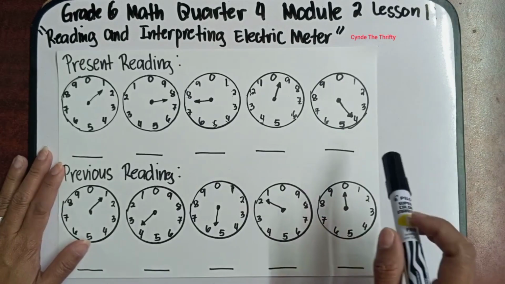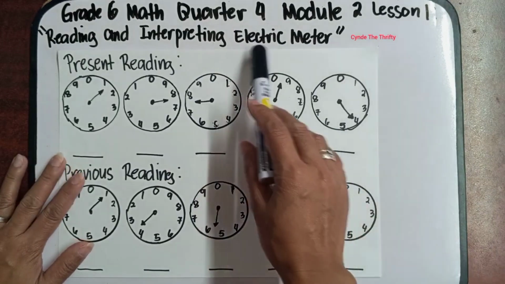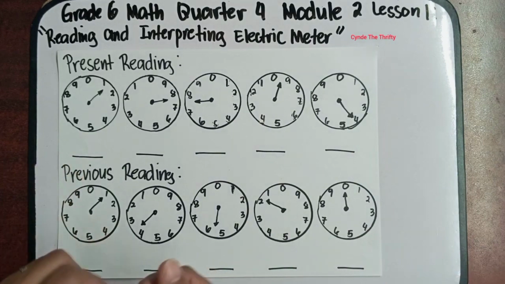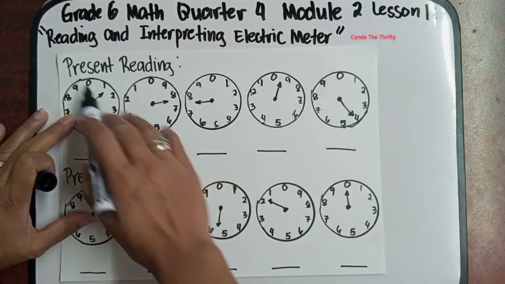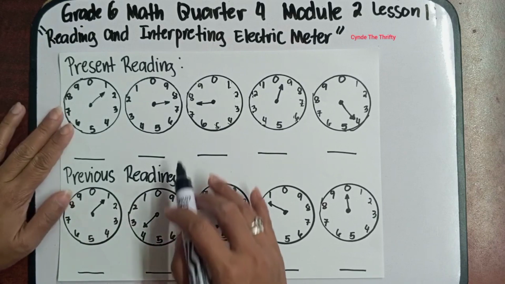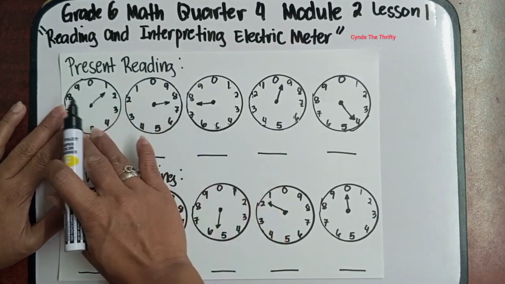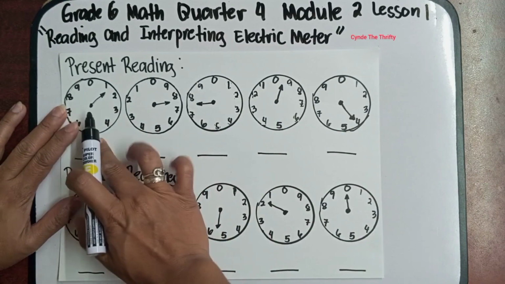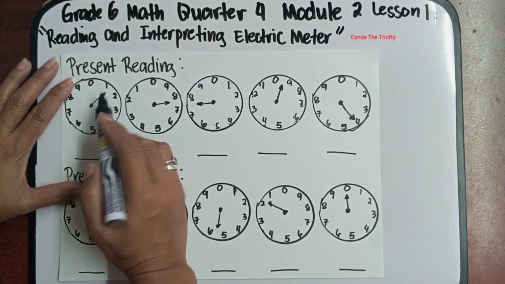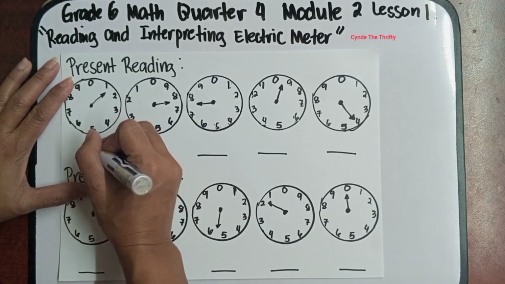Another example kung paano natin basahin ang electric meter at kung paano i-compute kung ilang kilowatt hour yung nagamit natin na electricity. So, meron tayo ditong present at meron tayong previous dito sa baba. So, basahin na natin ang ating present. Unahin natin from left to right. So, uunahin natin dito sa left. So, ang kanyang pointer is between 1 and 2. Ang isusulat natin ang maliit na 1.